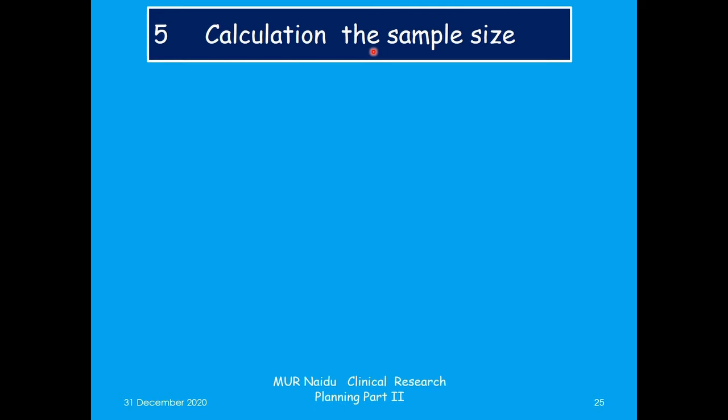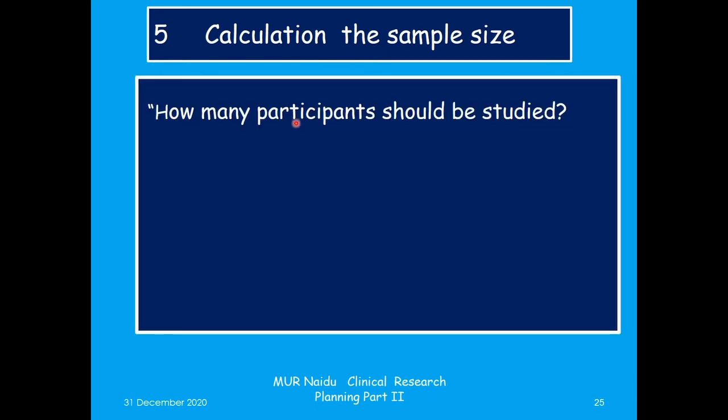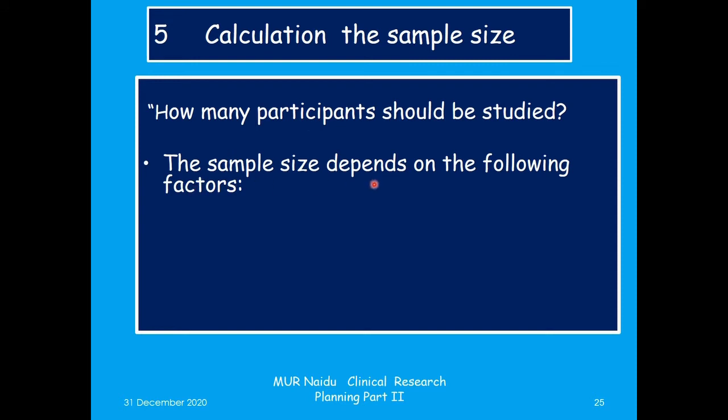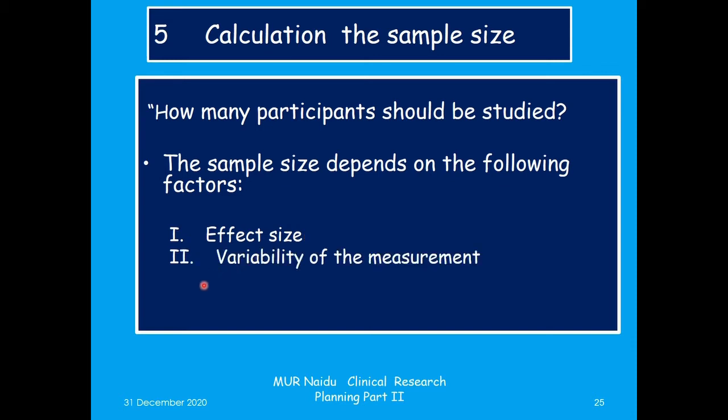How many participants should be studied? That is also very important to know. The sample size depends on the following factors. One is the effect size, how much change you are expecting with a particular drug in a particular primary variable. Second is the variability of the measurement. Every measurement has significant variability. The higher the variability, the more samples will be required.